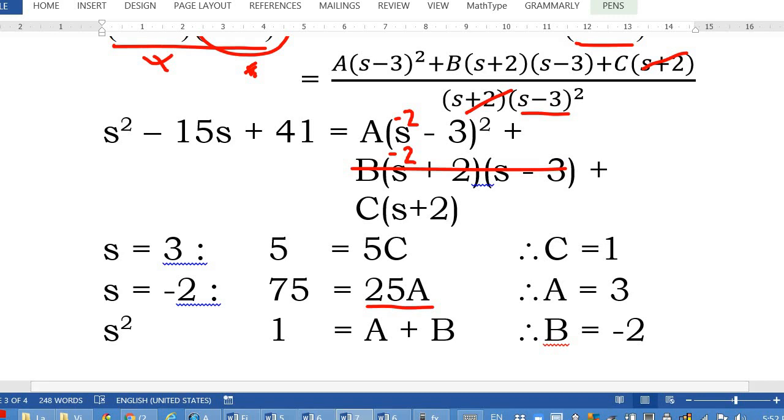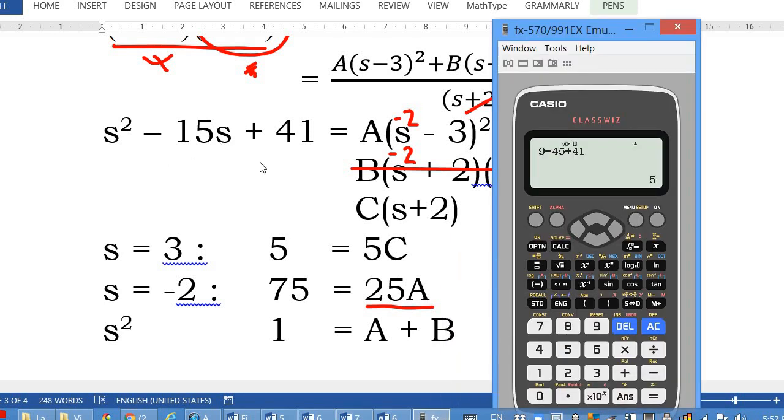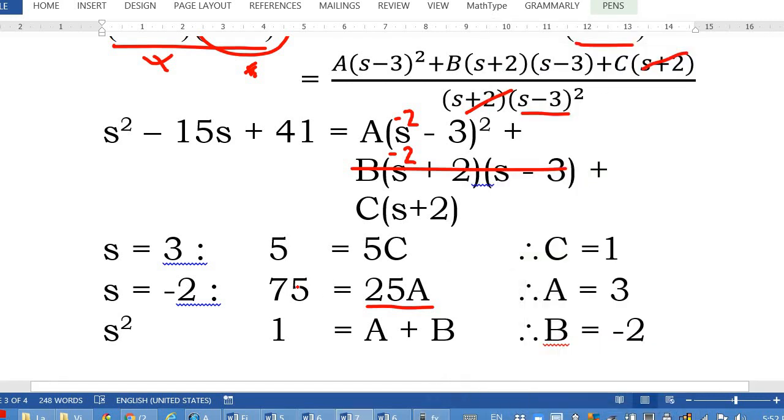Again, plug in s equal to negative 2 into the left side. So negative 2, you square it, you have 4. So minus 15 times negative 2, total is plus 30. And then you plus 41. So you get the answer is 75 at the left hand side. So 75 equal to 25a, hence a will be equal to 3. So 5 equal to 5c, hence c equal to 1.